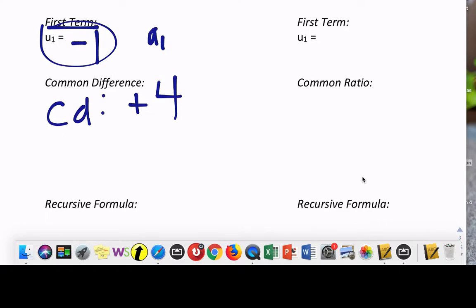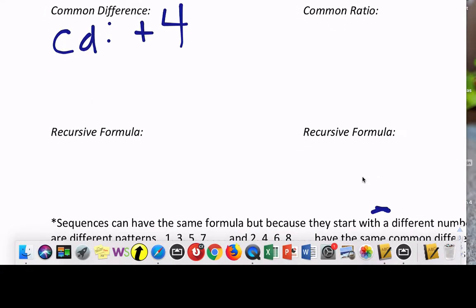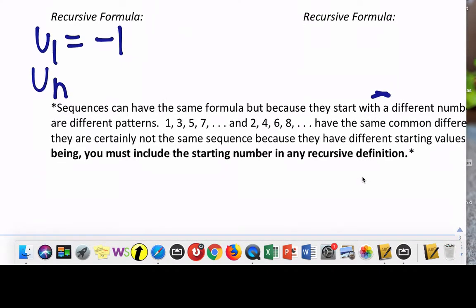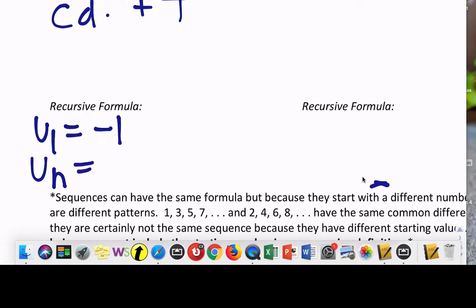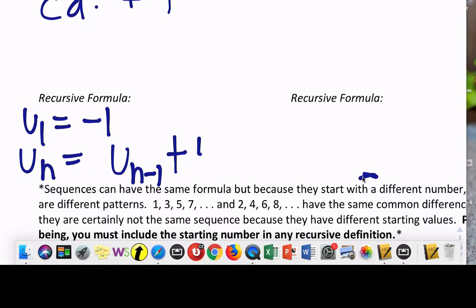And then the recursive formula, you need the starting value. So here are our starting values. So we can either say A sub 1 or U sub 1. The starting value is negative 1. And the recursive formula, to find any term, U sub n, sub means subscript, to find any term, we take the term before it. So n is any term, n minus 1 means the term before it. And then we are going to add 4.